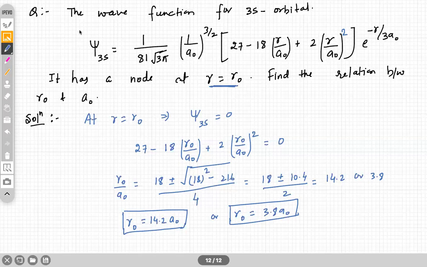Don't think about this equation. It is not there in our syllabus, right? Just focus on the fact that it is talking about a node at this point. So at a node, the psi value would be 0. So when you substitute r equals r naught here, this becomes a node and psi would be 0. When you substitute 0, all these things will go, only this thing is left. Then you solve this, simple. When you solve this, you'll get it. I haven't solved it. You cross check it. The value I have written directly here.